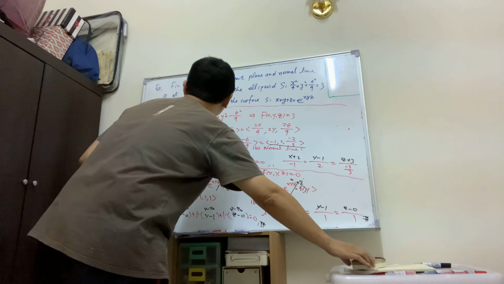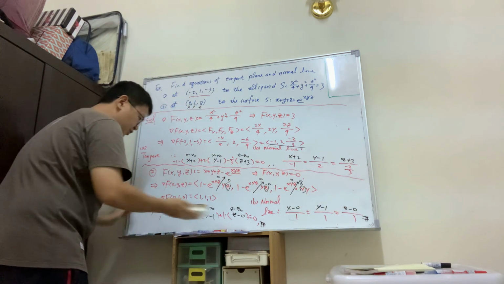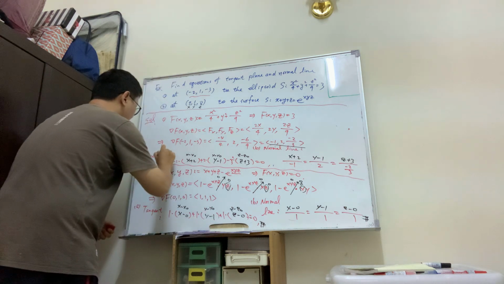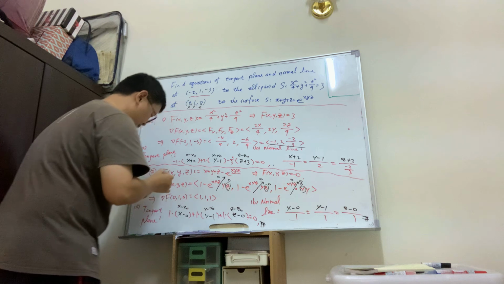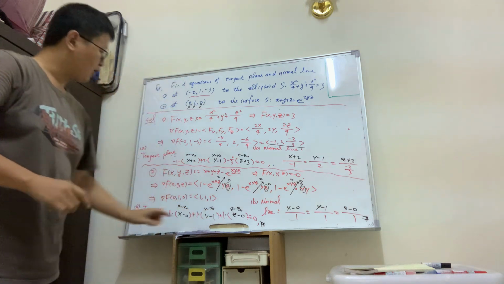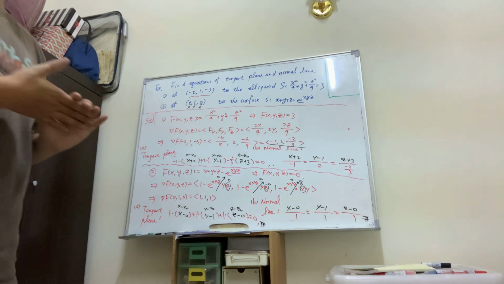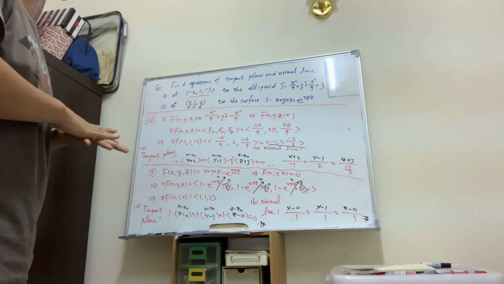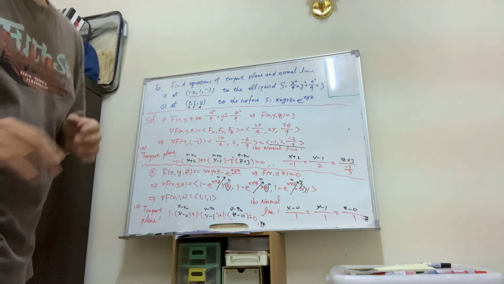It's the normal line and tangent plane. Sorry, it's not line, it's tangent plane. Sorry, I should correct it. Tangent plane. Okay, I think that's all the material in chapter 11.6. So chapter 11.6 is a little complicated, yeah. Okay, that's all.